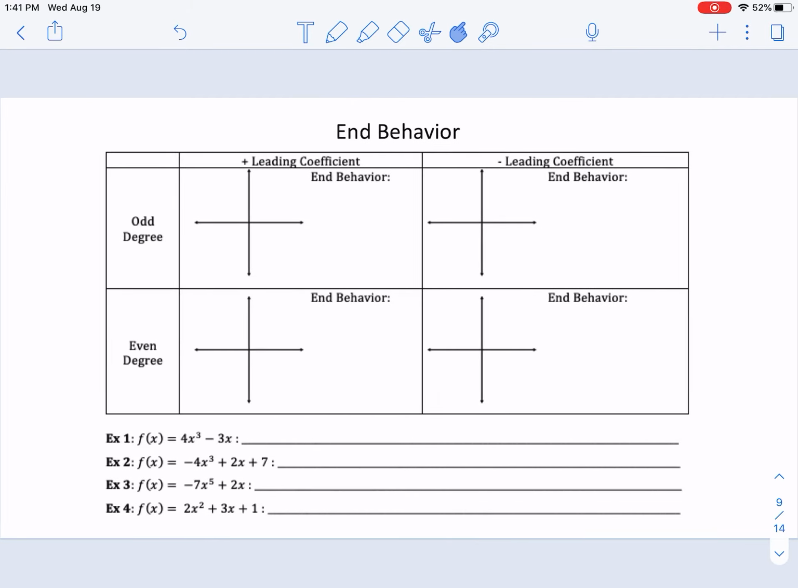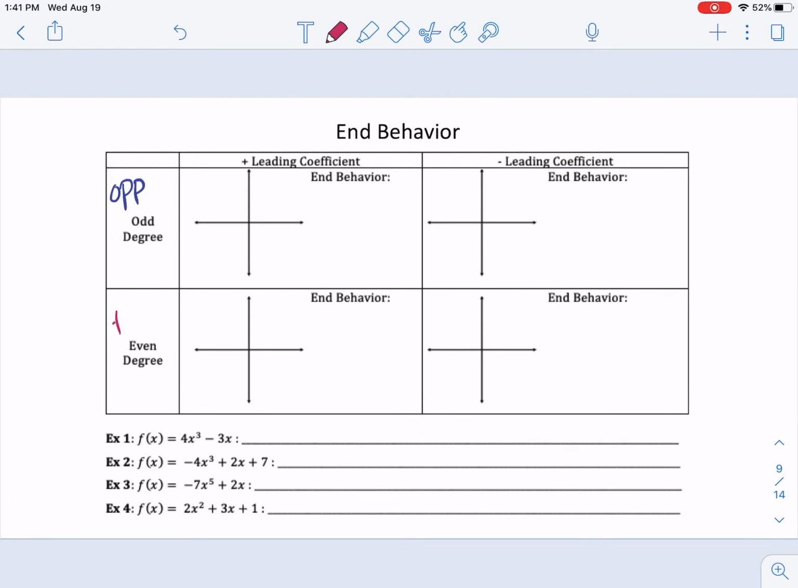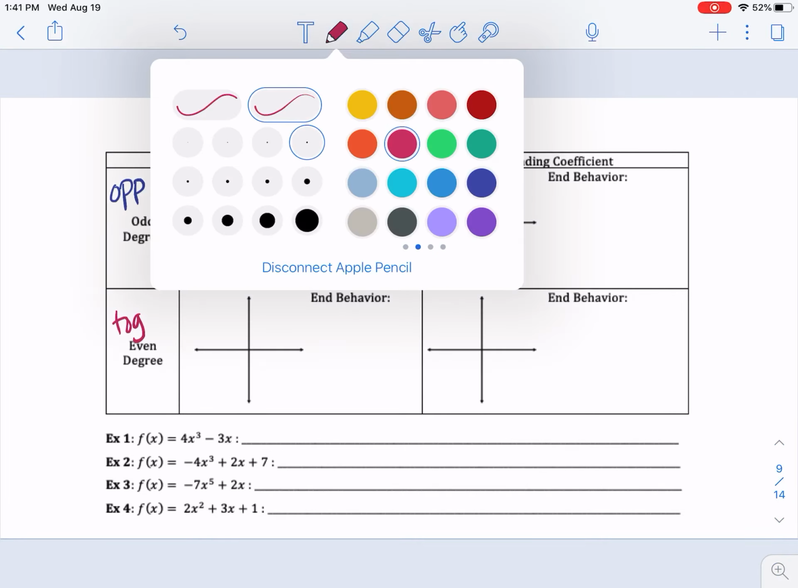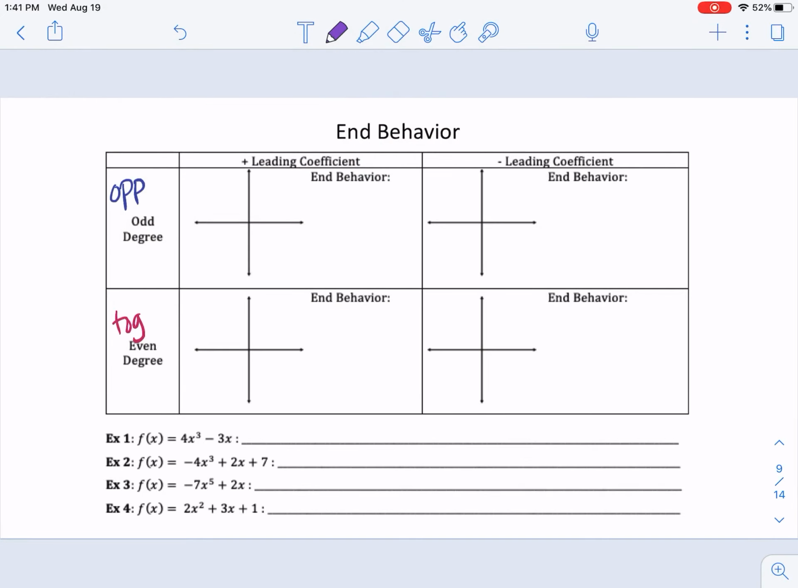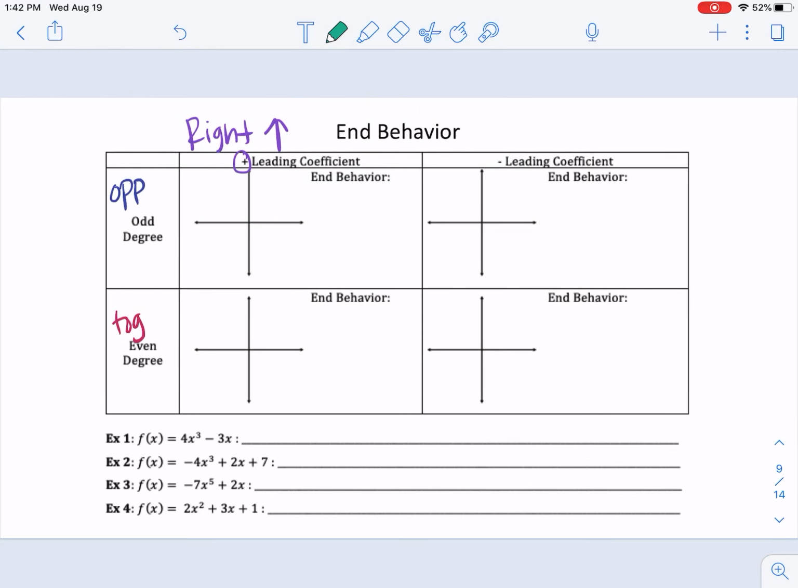On the next slide, I actually have a graphic organizer that's going to put all that information together for us. I'm going to try and color code it as I go. So odds, we just said they go opposite of each other. Evens, we said go together. We said if the leading coefficient was positive, that means the right-hand side is going to go up. And if the leading coefficient is negative, that means the right-hand side is going to go down.